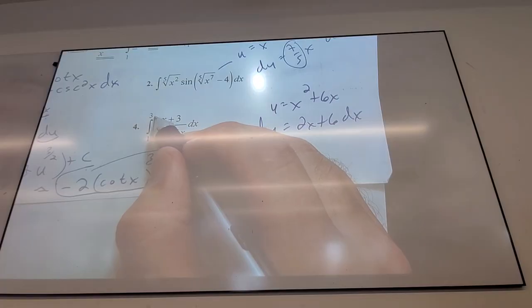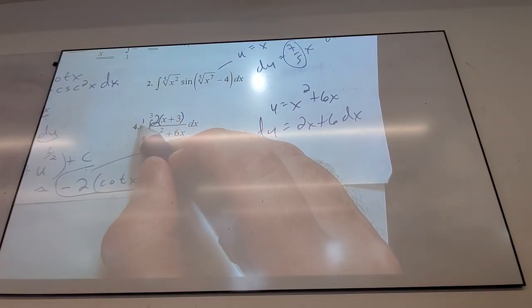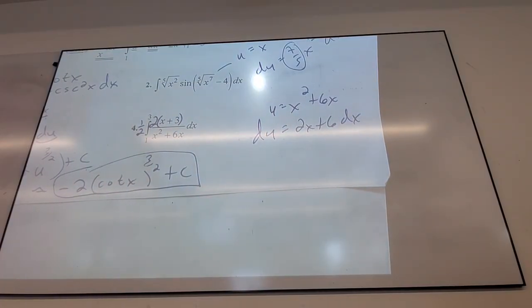So if I double the top, I better cut the whole thing in half. So overall, we just did nothing.